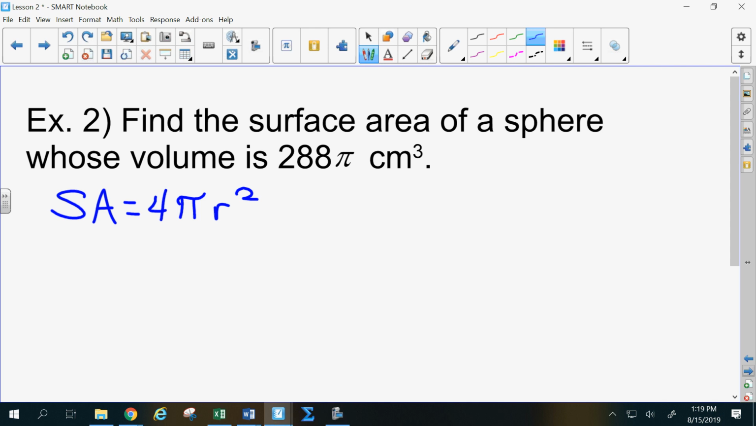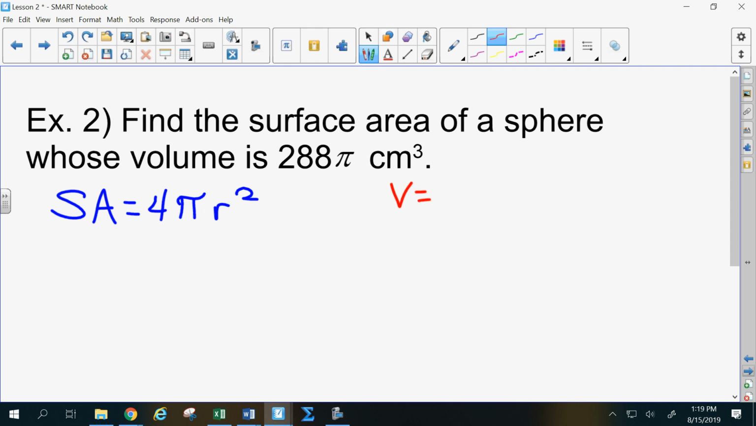I don't know r. I need r. Only other thing I know is the volume. Do I have a formula for volume that I could write down? So what is my formula for volume going to be, Ian?